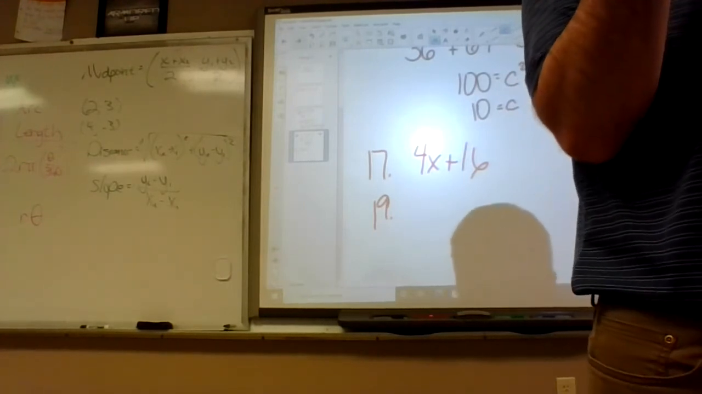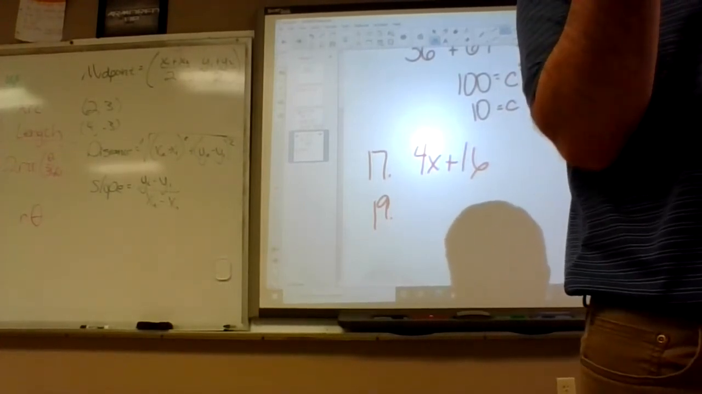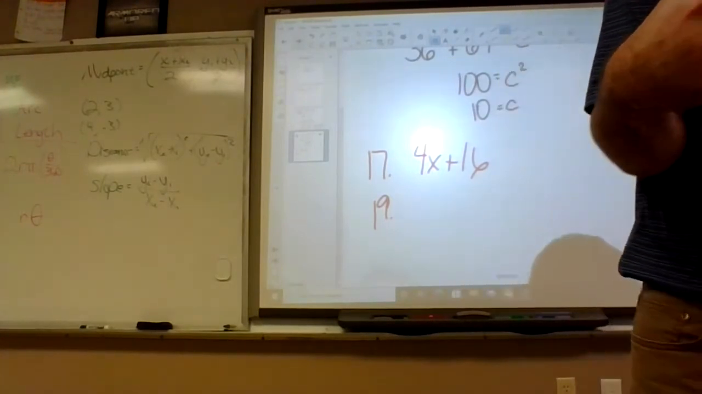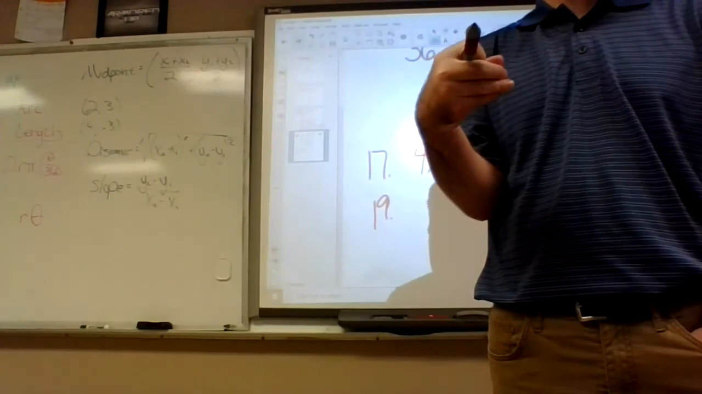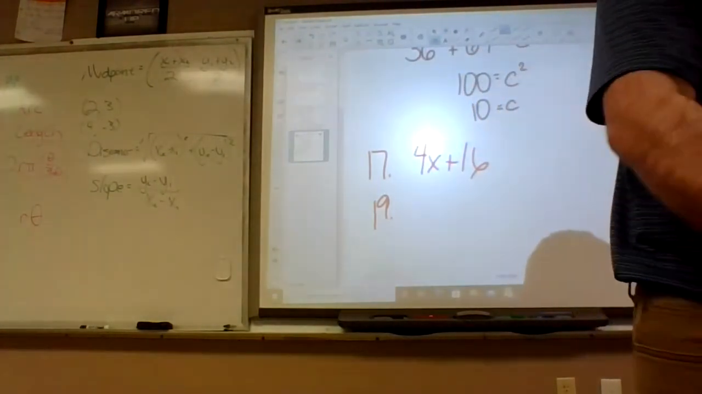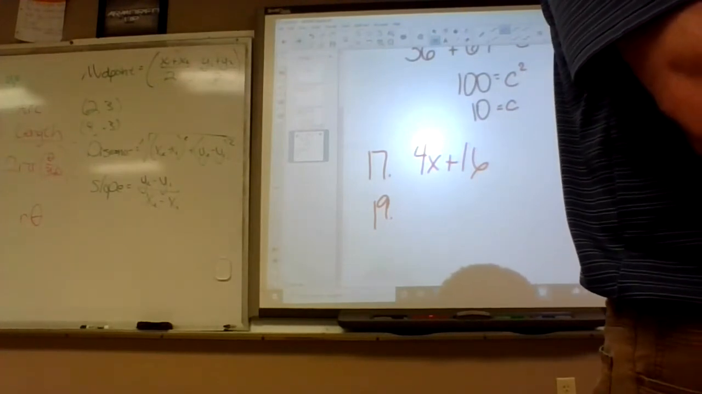Okay, so let me just sum up the lesson real quick. The mid segment is always parallel to one side of the triangle, and it's also exactly half the length of that side of the triangle. So you can kind of use that as a quick fix.